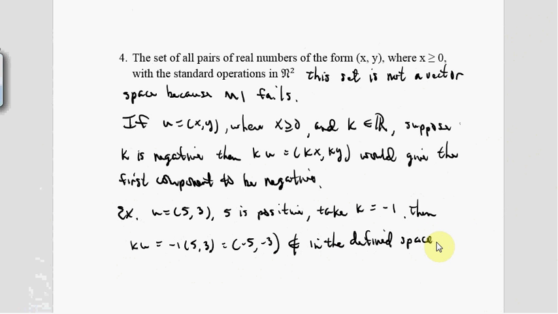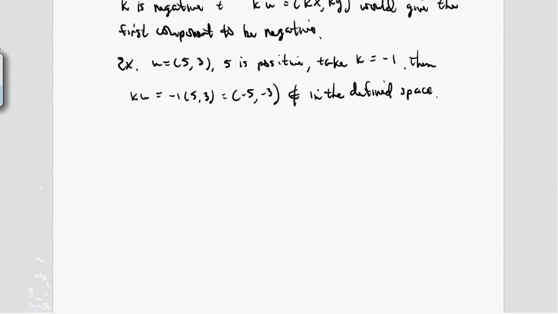Because the space here is defined as being a two-tuple where the first component must always be positive. So that doesn't hold up for closure, because you can multiply a negative scalar times that vector, and the result will give you that first component to be negative. Right?